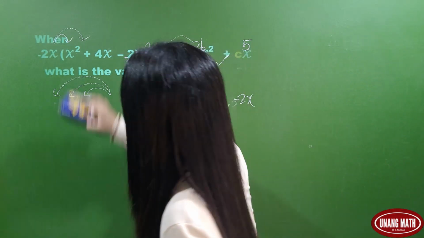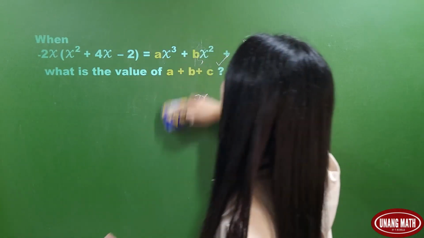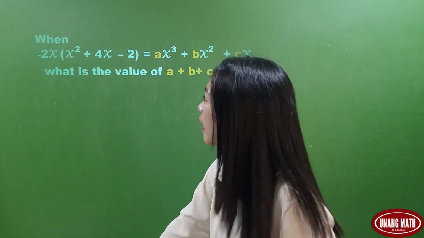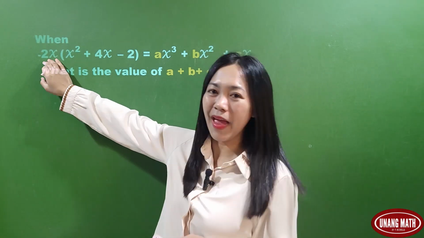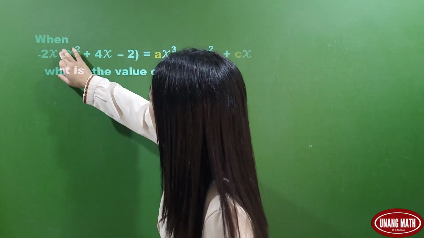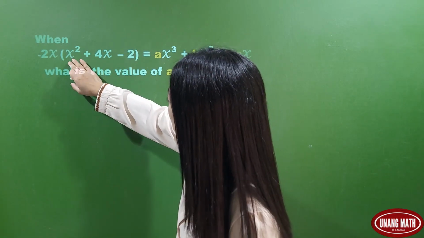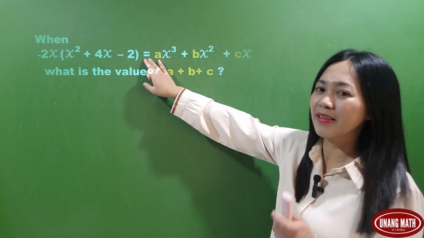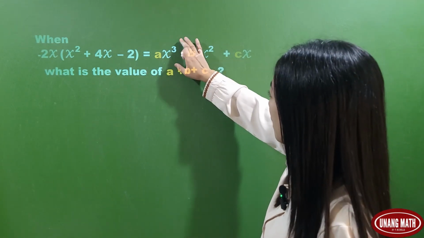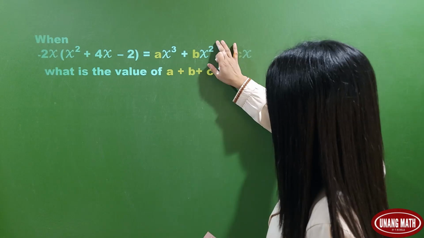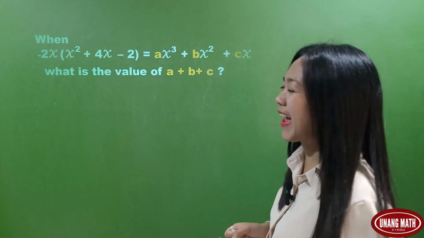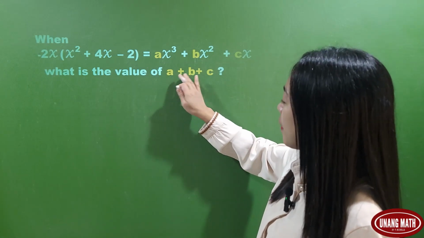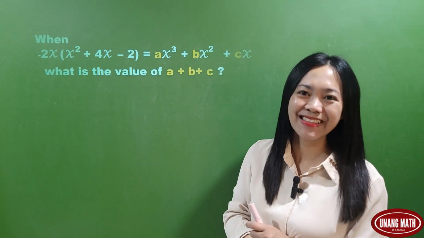Okay, this time, we will be answering the following problems. So this is our first problem. When negative 2x, this is our monomial, multiplies this polynomial x squared plus 4x minus 2, it is equal to ax raised to the power of 3 plus bx raised to the power of 2 plus cx. We will be looking for the value of a plus b plus c.